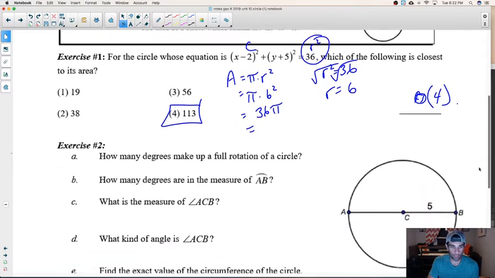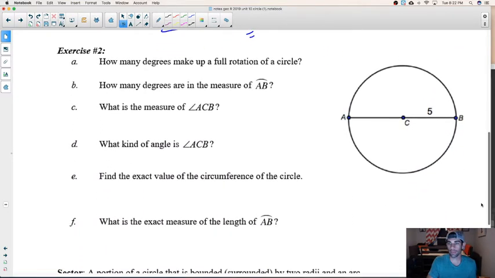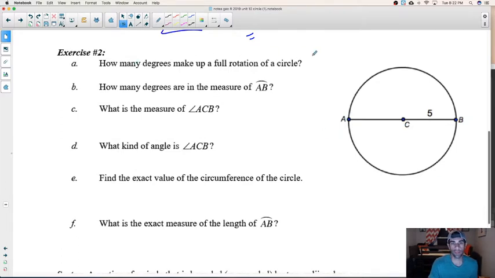So let's keep going. Again, all just some review stuff before we get into the actual area of a sector questions. How many degrees make up a full rotation of a circle? 360 degrees. How many degrees are in the measure of arc AB? Arc AB is a diameter going through half of the circle, so that's going to be 180 degrees.